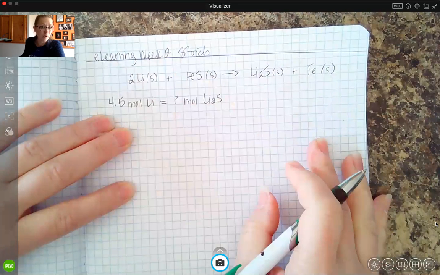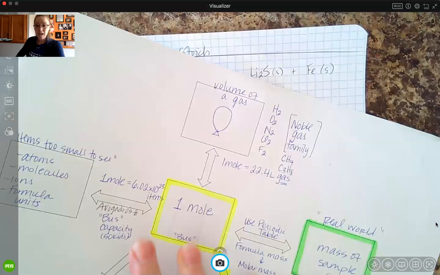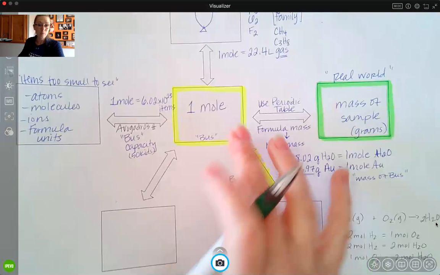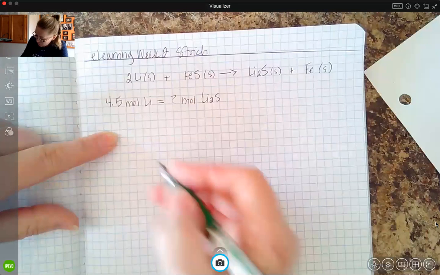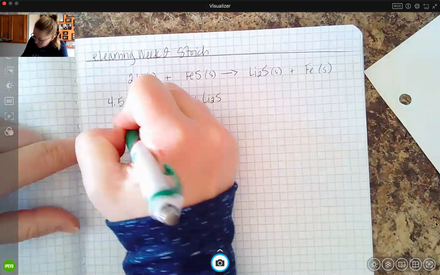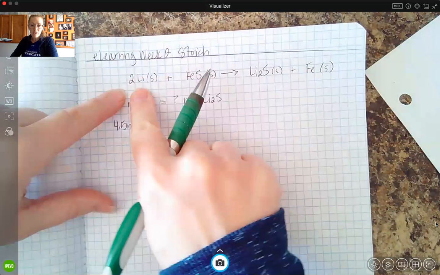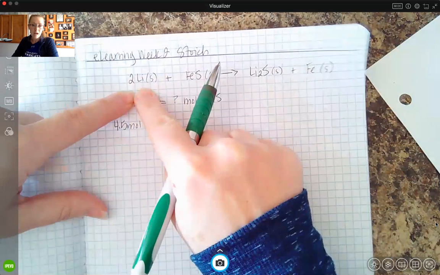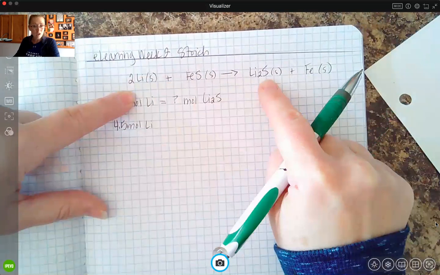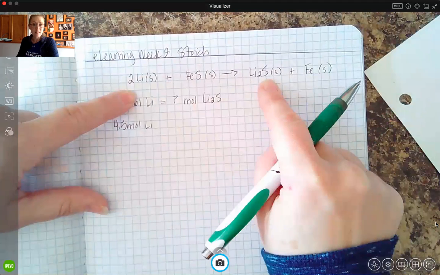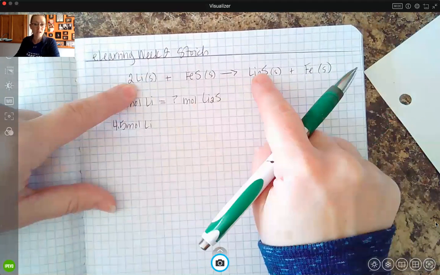So we're in theory world. We're in the mole map. In order to convert from one thing to another, we have to be here in the mole. Well, we are in the mole. So we start by writing down what we were given. We were given 4.5 moles of lithium. And the question says, if I know how much lithium I have, then how much lithium sulfide could I make? Well, the ratio says there's 2 moles of lithium for every 1 mole of Li2S formed.